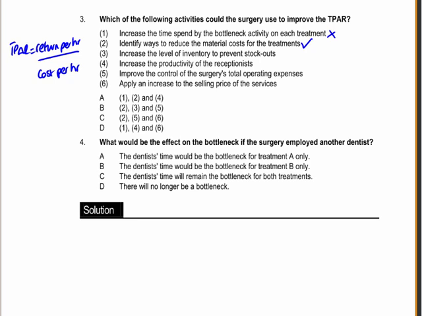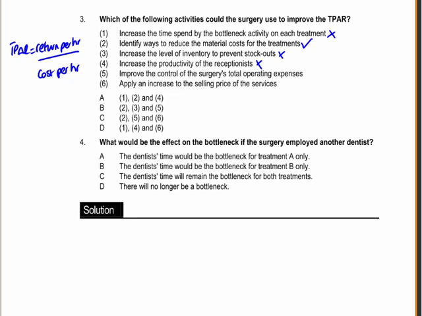Increase the level of inventory to prevent stockouts. Well, that's actually going to make things worse, because if we increase the productivity of the stage prior to the bottleneck, that's going to lead to an increase in the work in progress. So we definitely don't want to do that. Also don't want to increase the productivity of the receptionists.